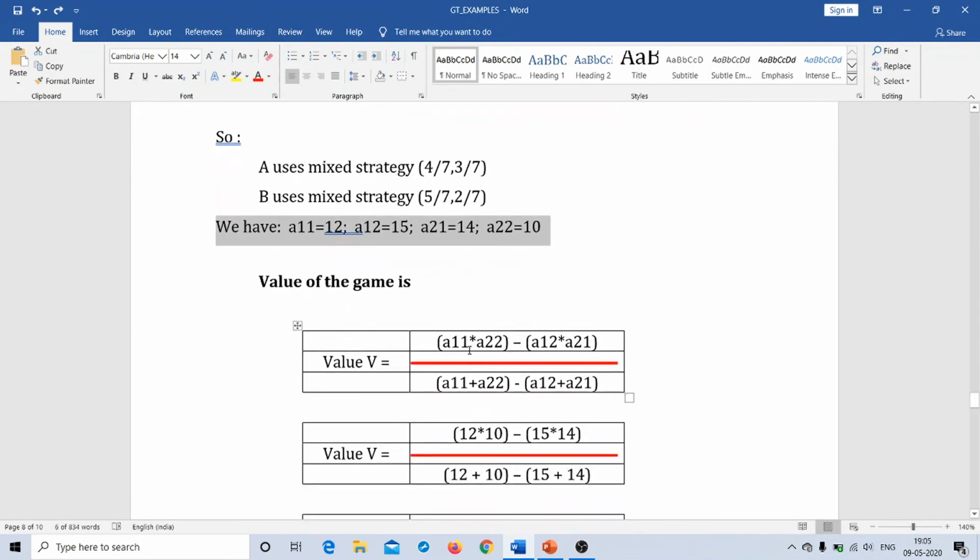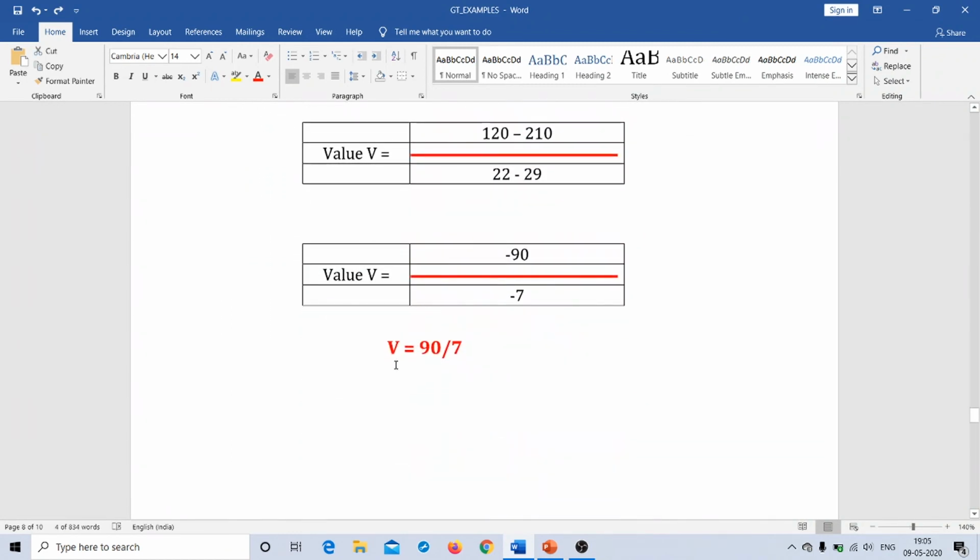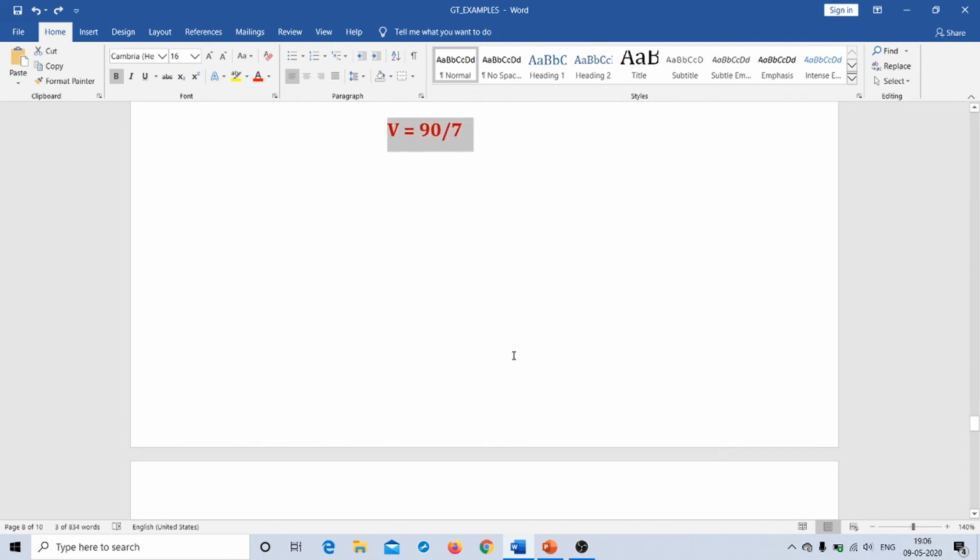We just substitute the values of A11 up to A22 and get the value of the game as 90 by 7. So this is how you solve the problem to get the strategies and value of the game using the arithmetic method. Let us also look at one more example of the arithmetic method.